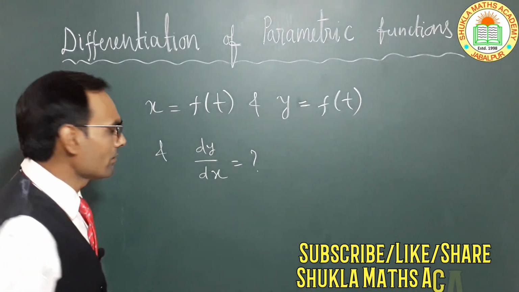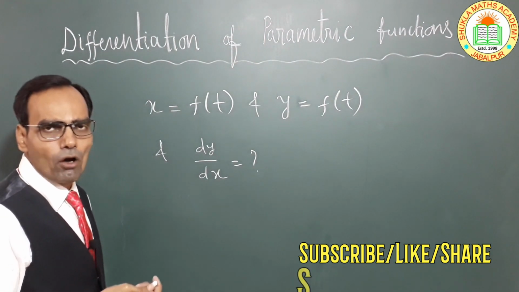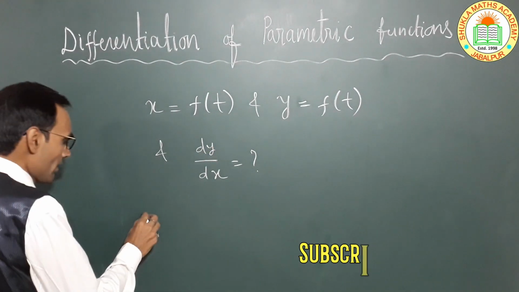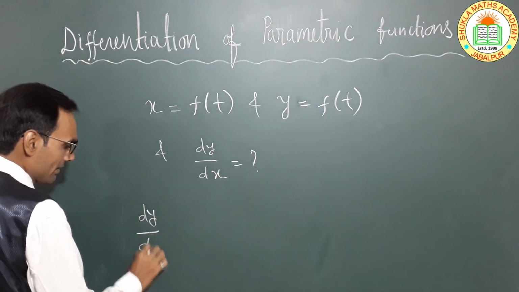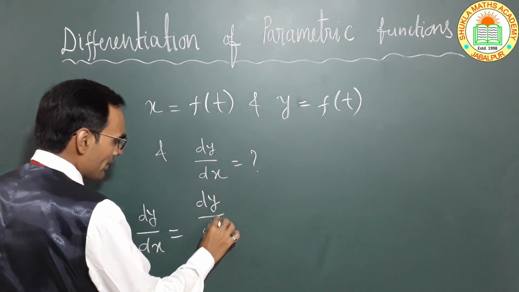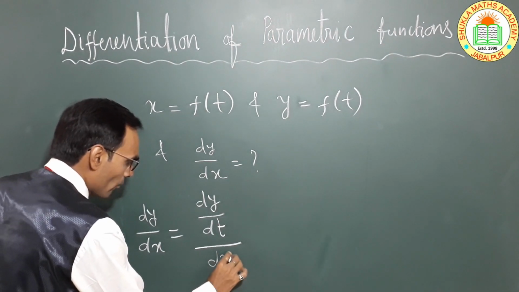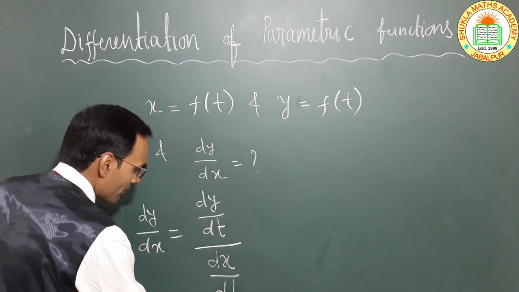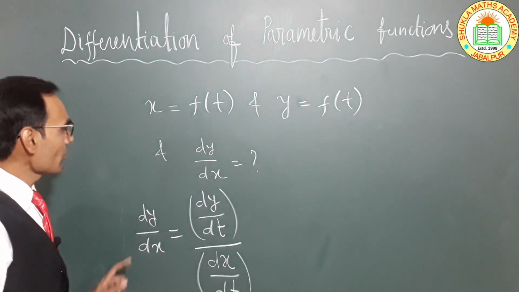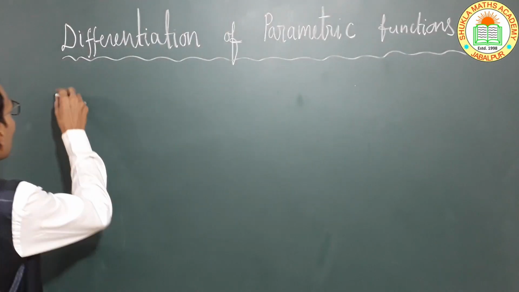There is a formula for finding the derivative of parametric functions of this type. The formula is that dy by dx is the differentiation of y with respect to t divided by the differentiation of x with respect to t. So we get the required derivative of the given parametric functions. I will explain it by taking an example.